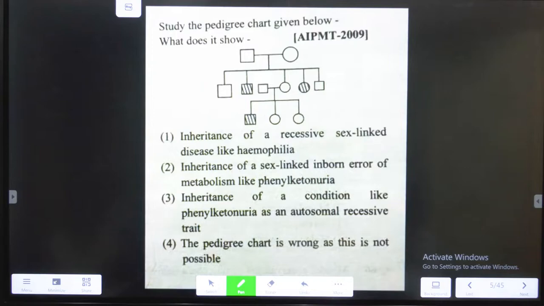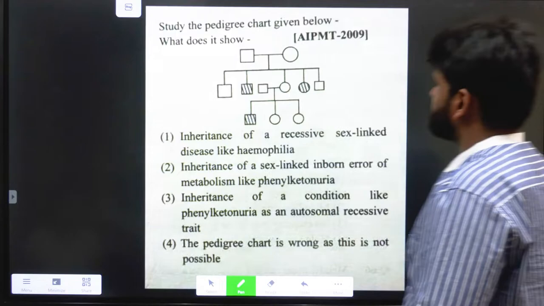Yes, sir. Okay, option one. One second, dear, I'll say. Study the pedigree chart given below. What does it show? Well, let me know now.